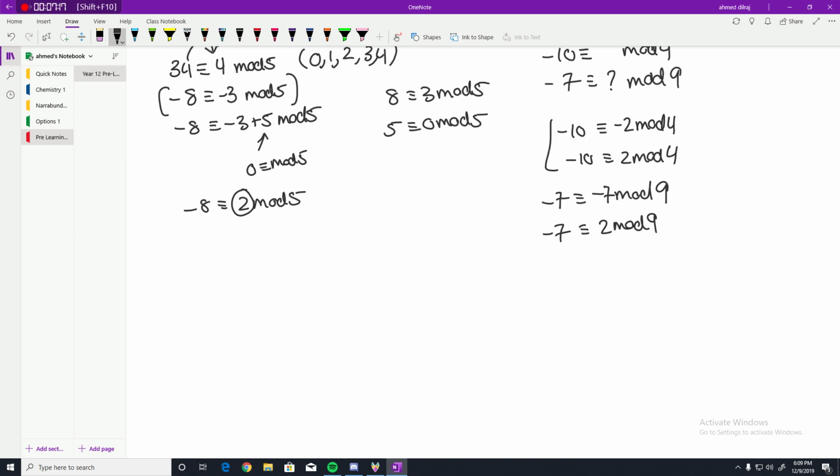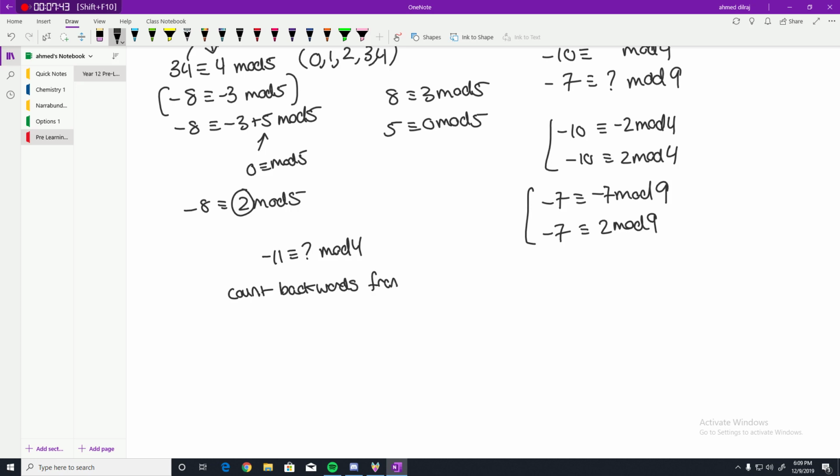Now, there is actually a hack to this, okay? Instead of doing a 2-step process, we can do it in 1 step. So the way that you do it in 1 step is, let's consider another example. Let's do minus 11 congruent to what mod 4, right? So basically, I want you to count backwards.